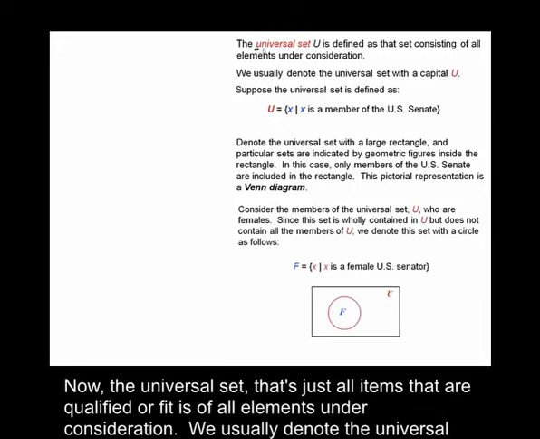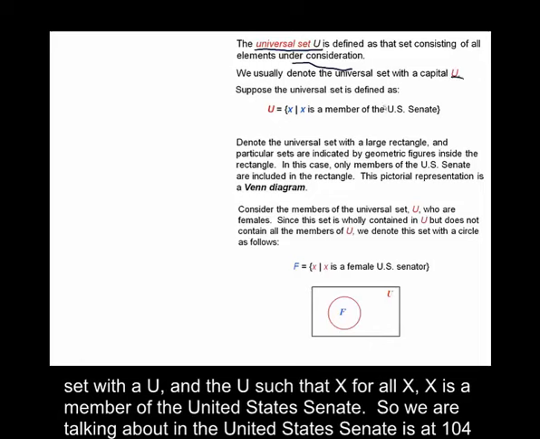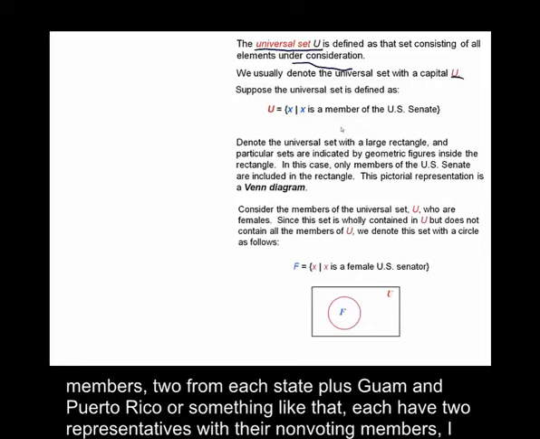Now the universal set is the set of all elements under consideration. We usually denote the universal set with a capital U, and U such that X for all X is a member of the United States Senate. So we're talking about the United States Senate, that's 104 members, 2 from each state, plus Guam and Puerto Rico or something like that, have 2 each with their non-voting members, I think.